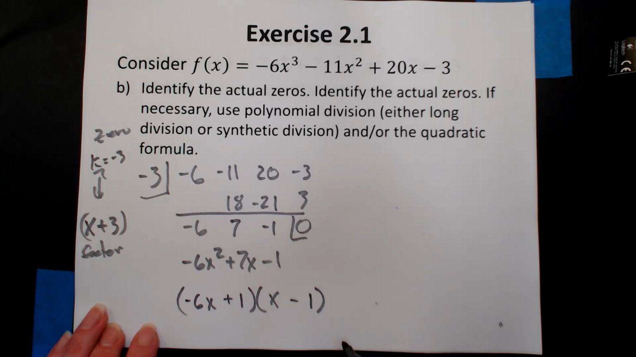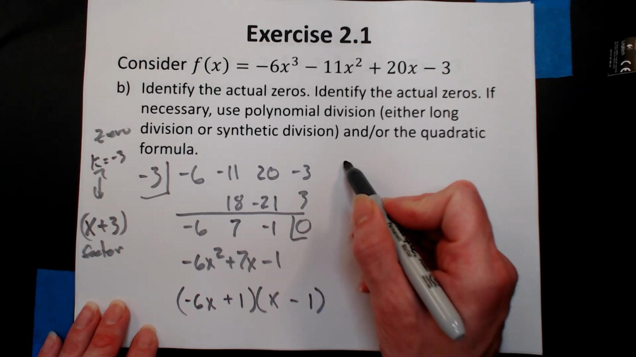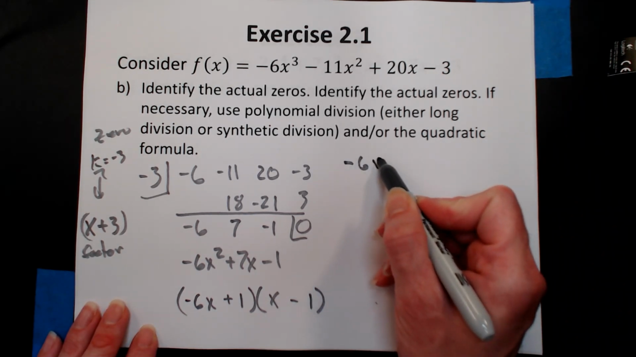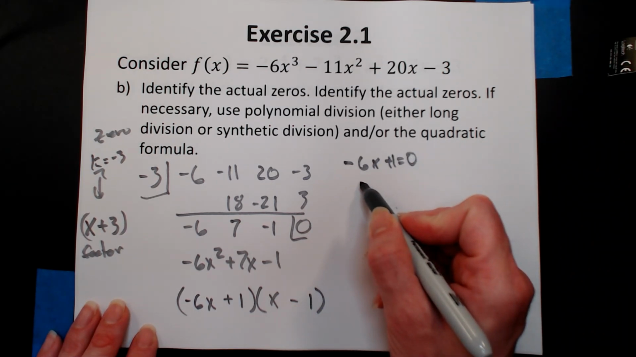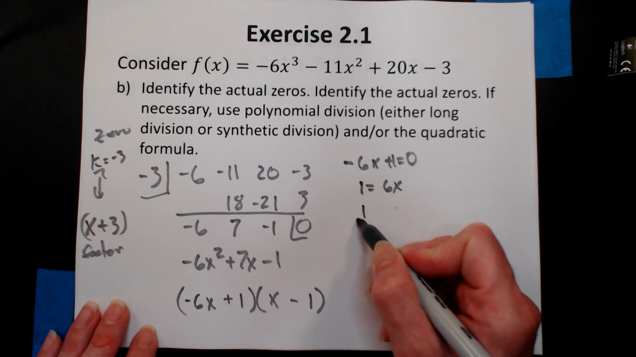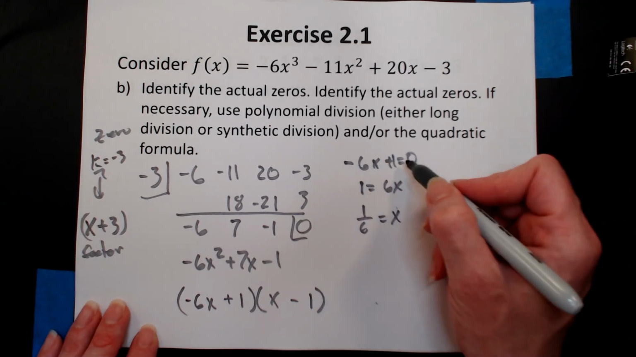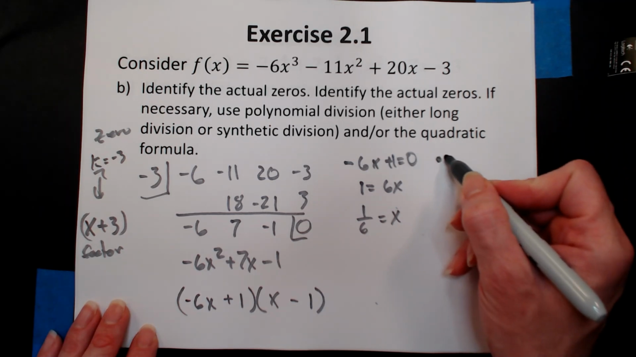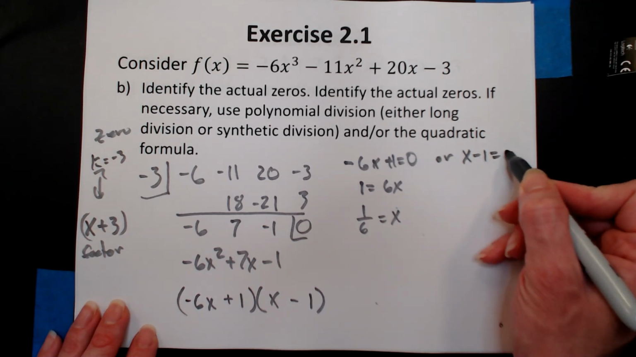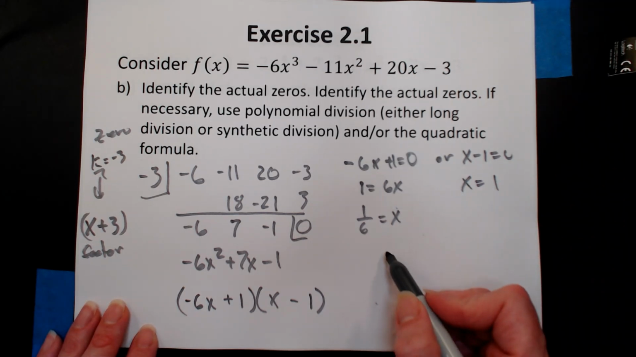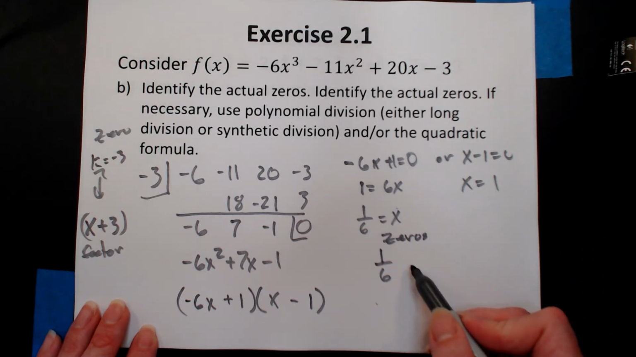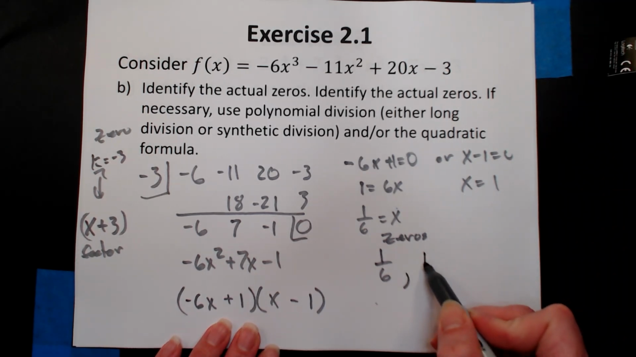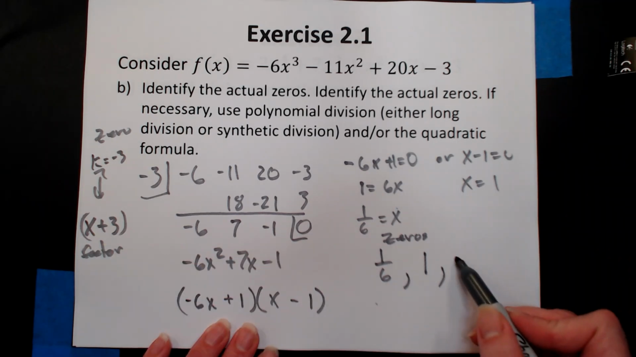So our zeros are going to be: negative 6x plus 1 equals 0. So that means 1 equals 6x, which means 1/6 equals x. I just move the 6x to the other side so it's positive. Or we have x minus 1 equals 0, so x equals 1. So our other zeros are going to be 1/6 and 1, along with the negative 3 we found before.